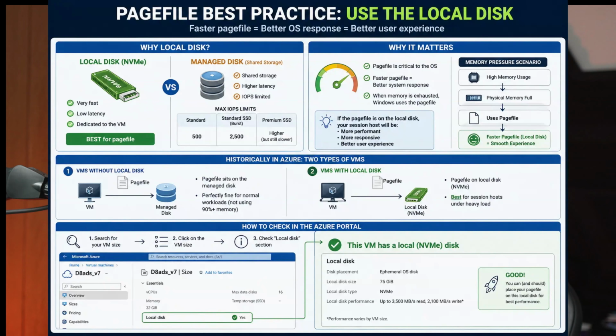Now, the page file is quite important to the operating system. So the faster the page file is, the better the operating system is going to respond, right? So historically within Azure, you had two types of VMs. The first VMs, you wouldn't have a local disk with them, right? So without the local disk, that page file basically sits on the managed disk, right?